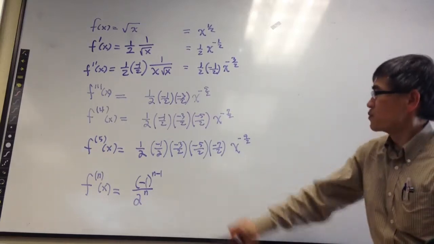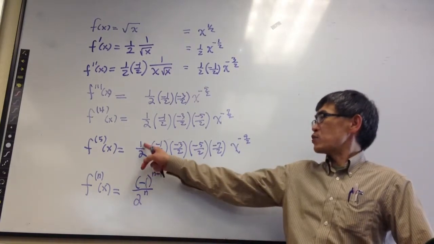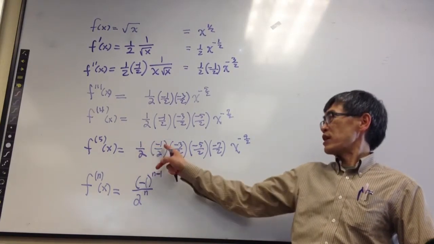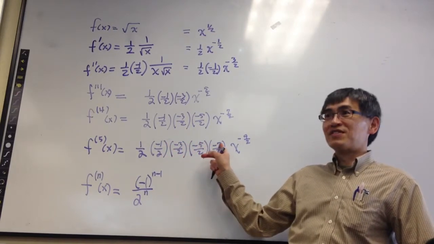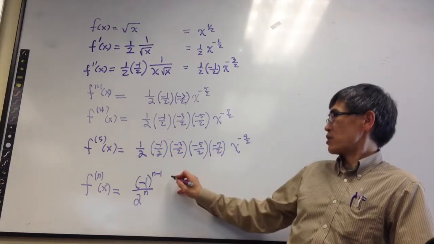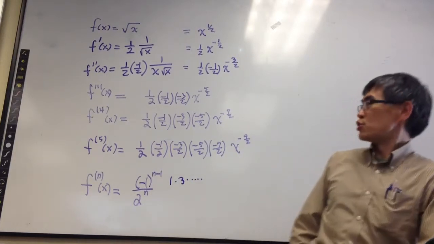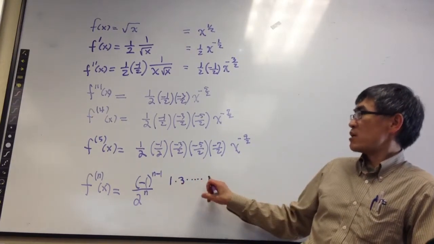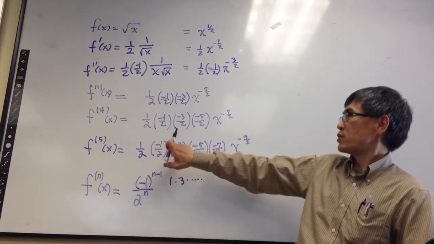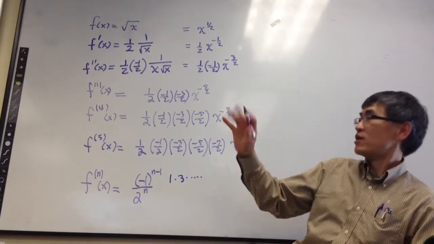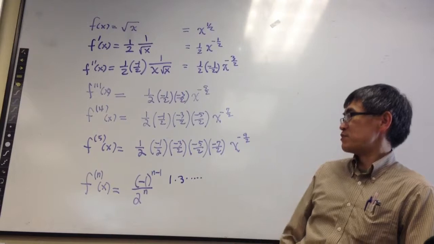And thirdly, forget about this 1 sitting up front. Just look at this. 1, 3, 5, 7. 4 of them. Is that right? So you're going to write 1, 3, dot, dot, dot, 2. All these are odd numbers. How many odd numbers? Starting with this negative 1, right? 1, 3, 5, 7. 4 of them. 1, 3, 5. 3 of them. So in general, how many of them?